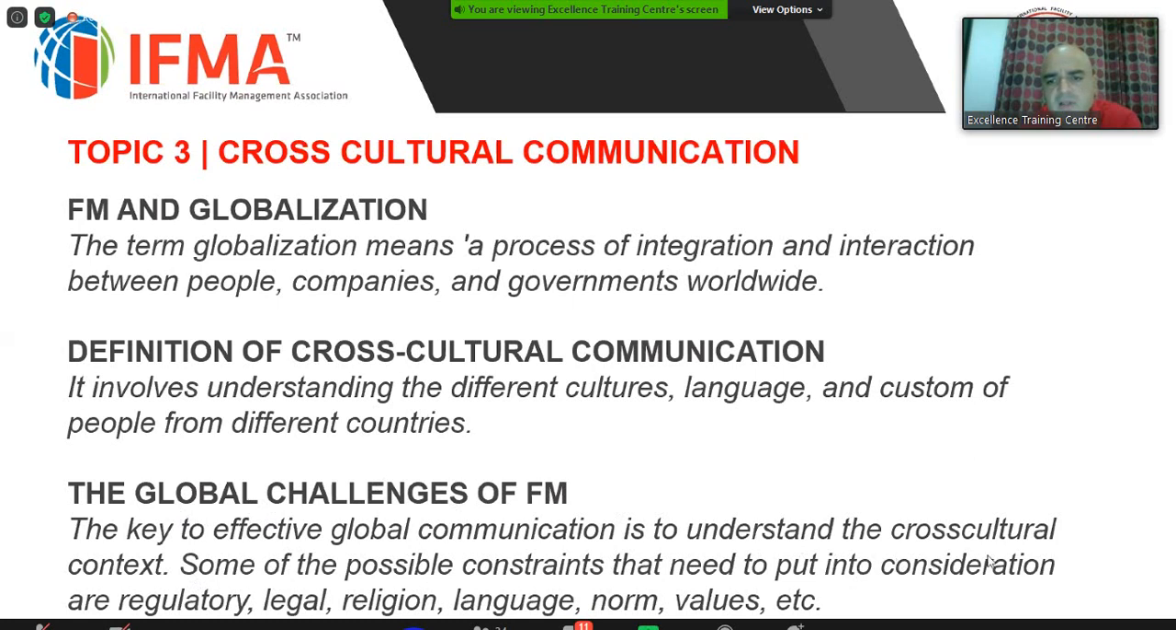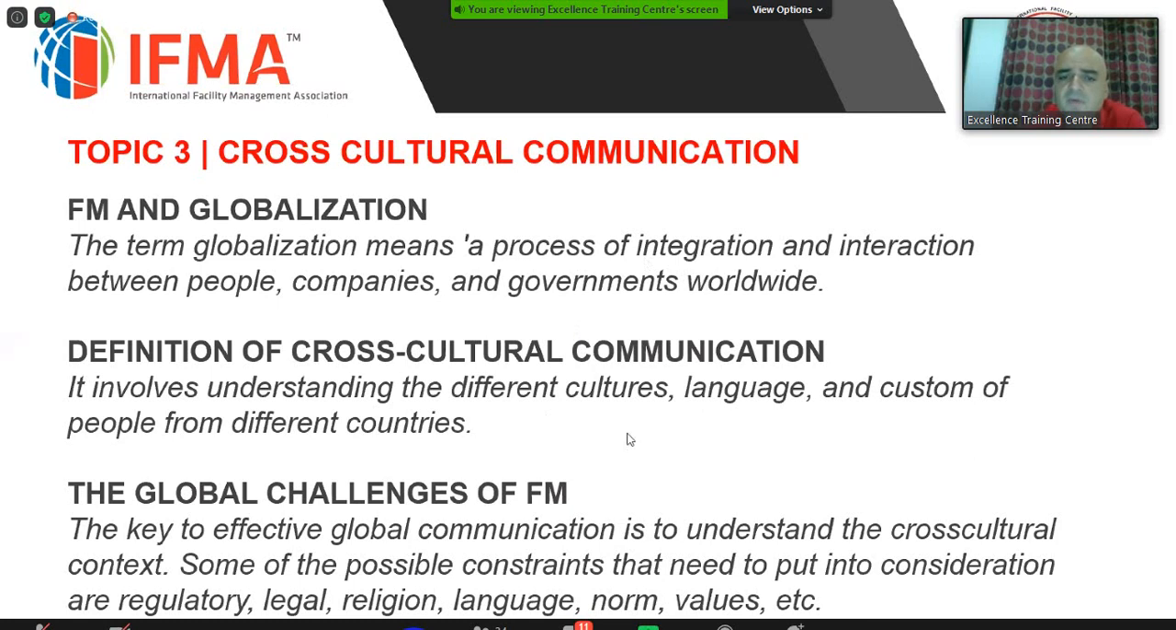Some of the possible constraints that need to be put into consideration are regulatory, legal, religion, language, norm, value, etc. So, for example, countries such as the States and big companies, when they want to deploy their staff into other countries, new territories, they do some sort of cultural background training. They inform their employees what to follow, what not to follow, what's acceptable here. Many people who came to Qatar even are having it, that in the Middle East you have to dress moderately, alcohol is frowned upon, pork is not something they eat, and so on. And this applies to different cultures. So understanding these differences is a key way for proper communication.